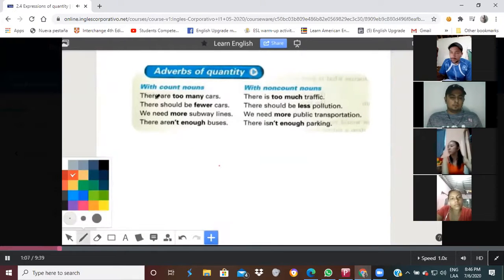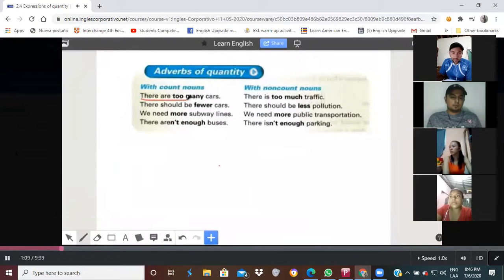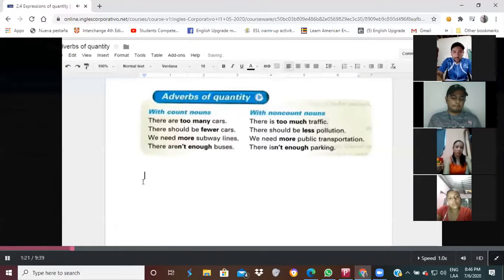Let me talk a little bit about making sense of this statement here. There are too many cars. And I'm also going to talk about making sense of this next statement. There aren't enough buses. Let me present the structure now.